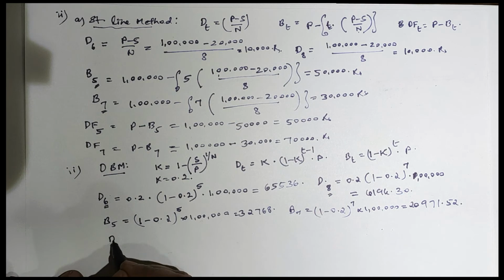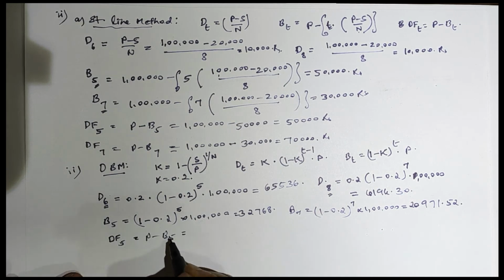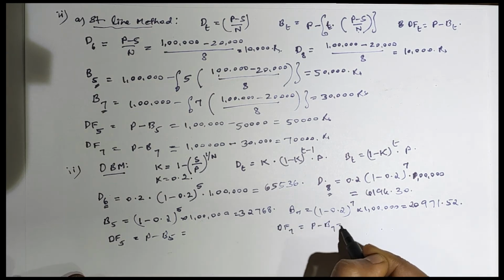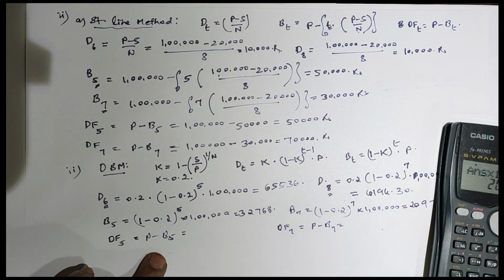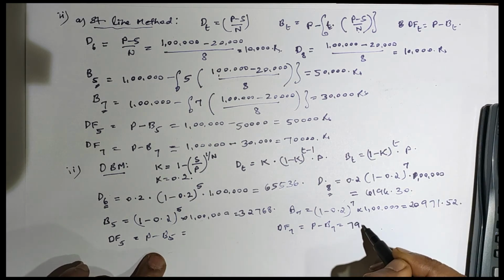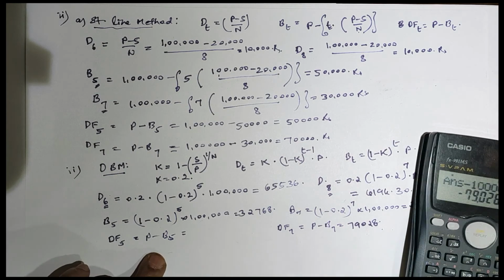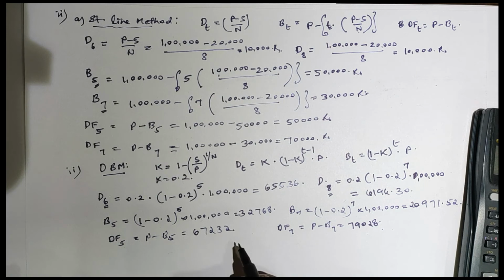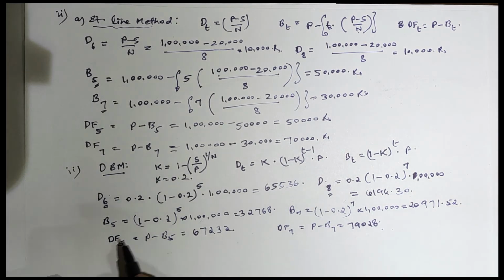So similarly, depreciation fund for 5th year is P minus B5, and depreciation fund for 7th year is P minus B7. So this comes to 79,028, and this would be 67,232. So that is how we arrive at this.